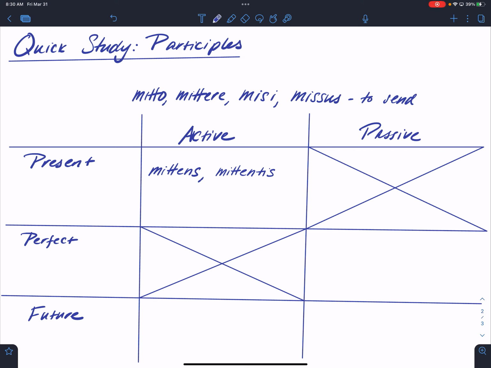Okay, now, present active participles, right? In English, I think we've talked about this. How can I make this a present active participle? How would I translate it? Sending? Sending, exactly.